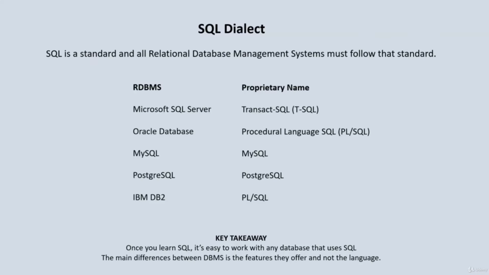I say "pretty much" because each relational database management system wants to distinguish itself. There are slight differences in some of the syntax used to perform certain operations, and they also have a proprietary name for their SQL. Microsoft SQL Server's proprietary name is Transact-SQL or T-SQL. Oracle database is PL/SQL. MySQL is simply MySQL. PostgreSQL is PostgreSQL, and IBM DB2 is SQL PL.